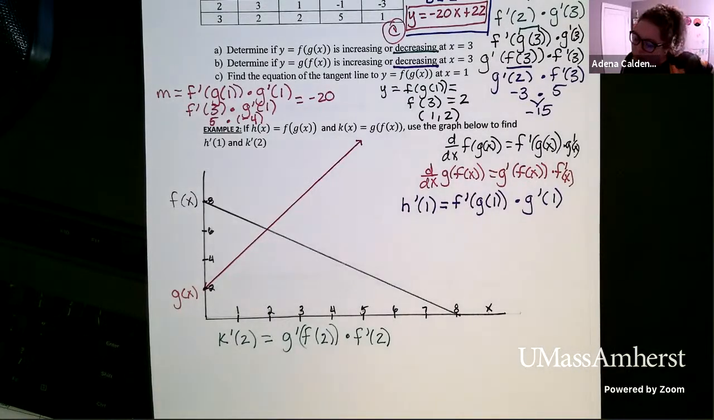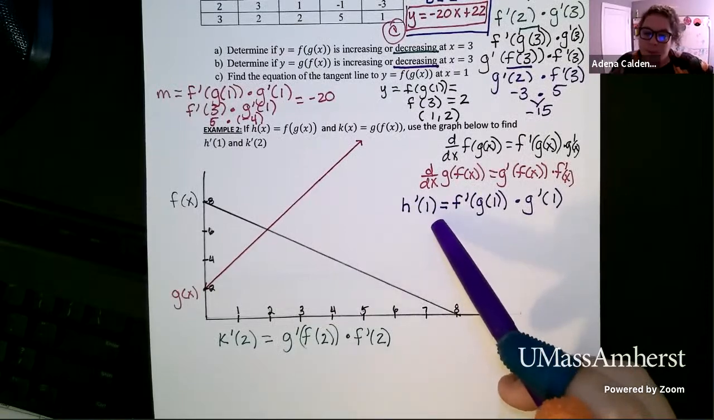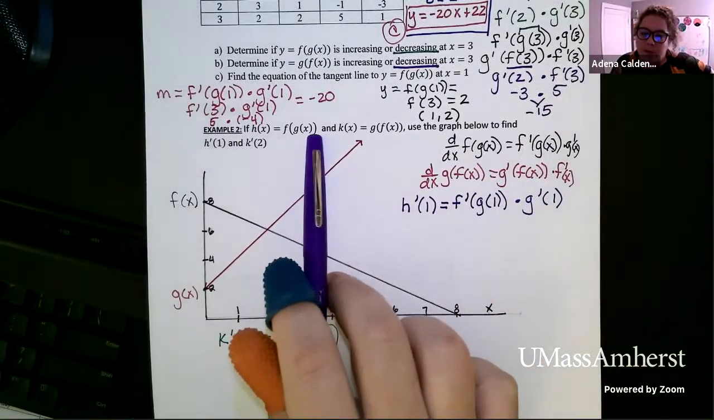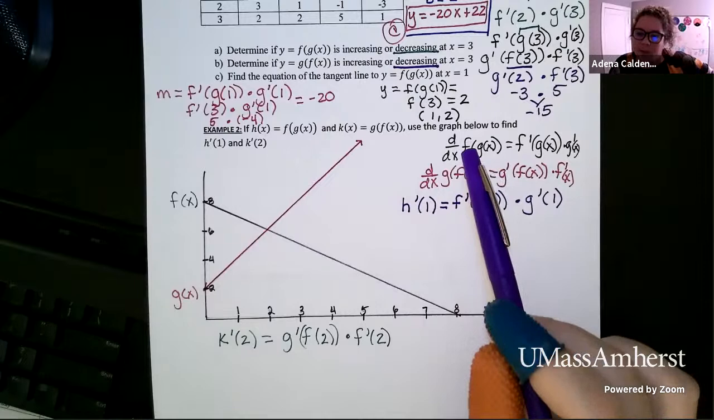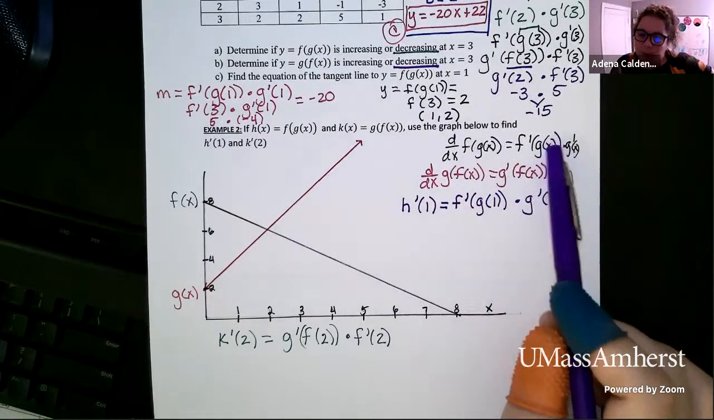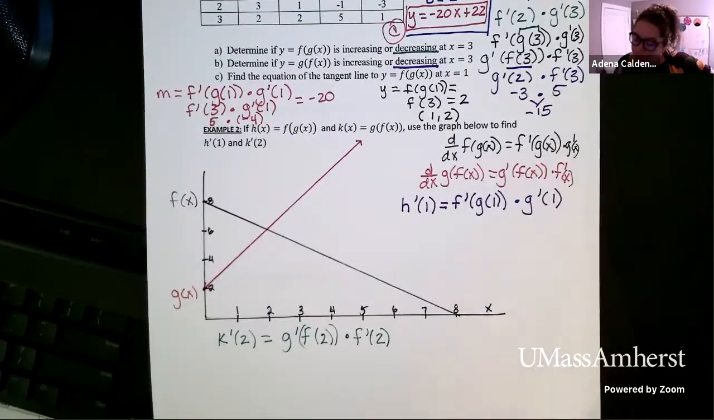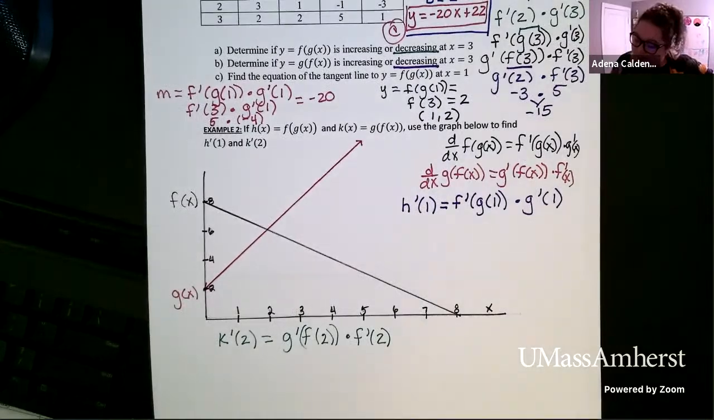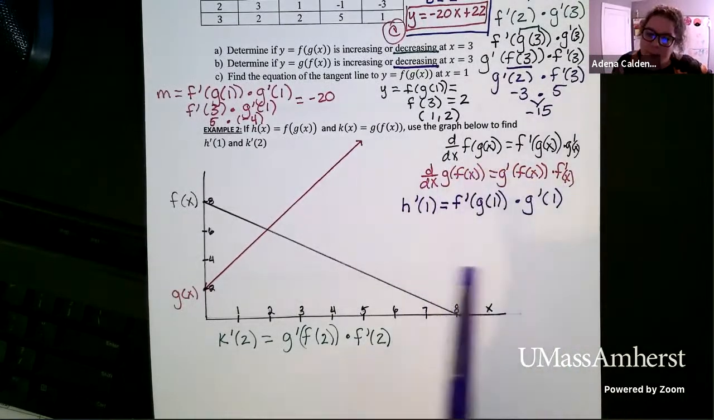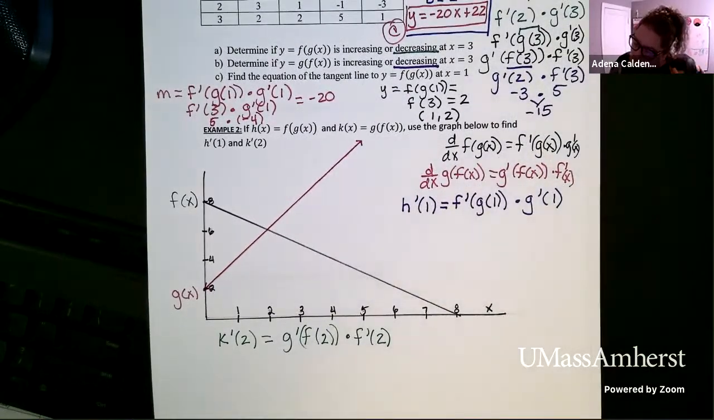All right. So the first one we're interested in is h prime of 1. So remember, h was f of g of x. So when we take the derivative of f of g of x, we get f prime of g of the number, and we're interested in 1, times g prime of the number. So our derivative that we have to figure out looks like this based on our general formula. So let's look at each of these pieces.